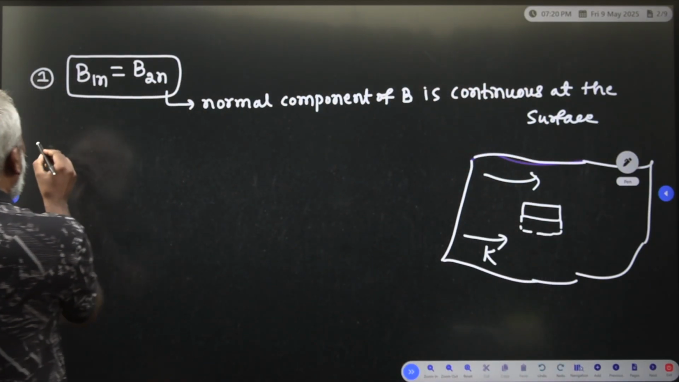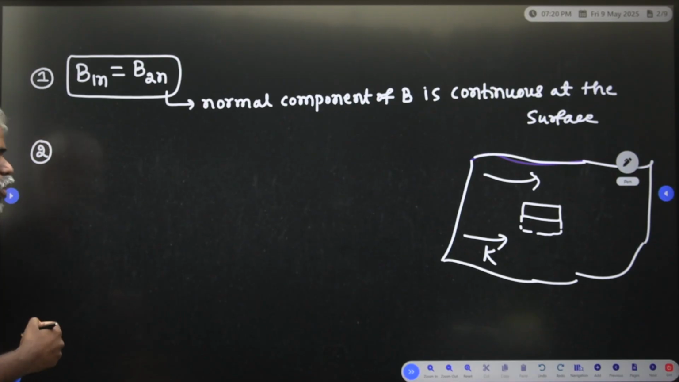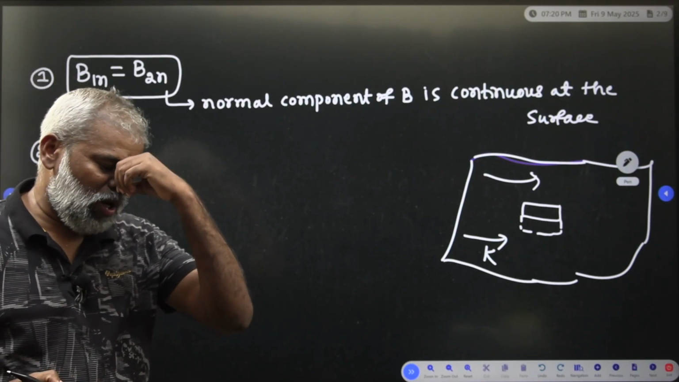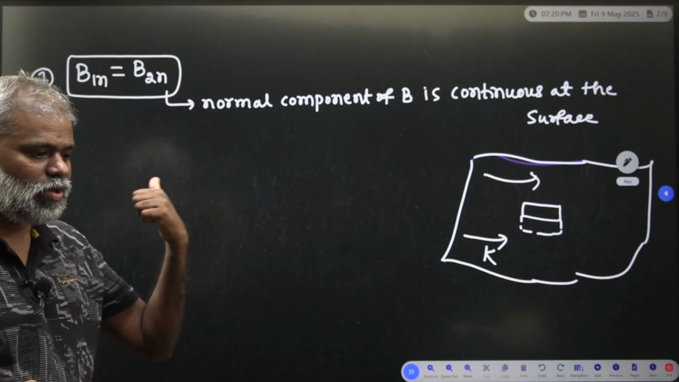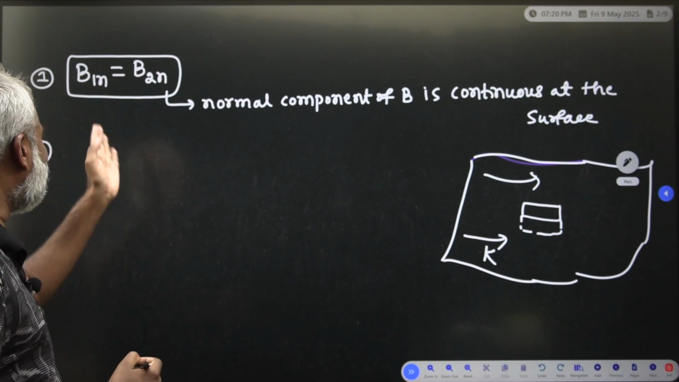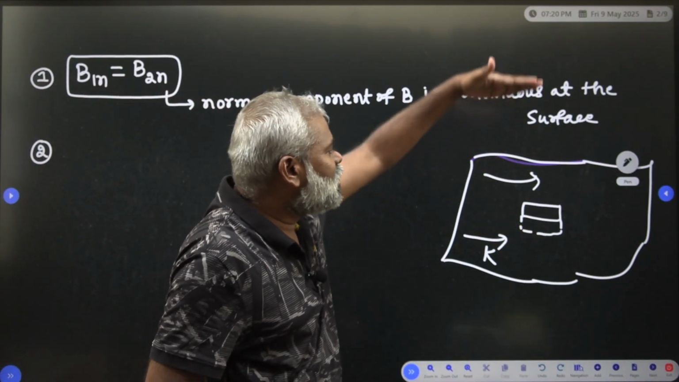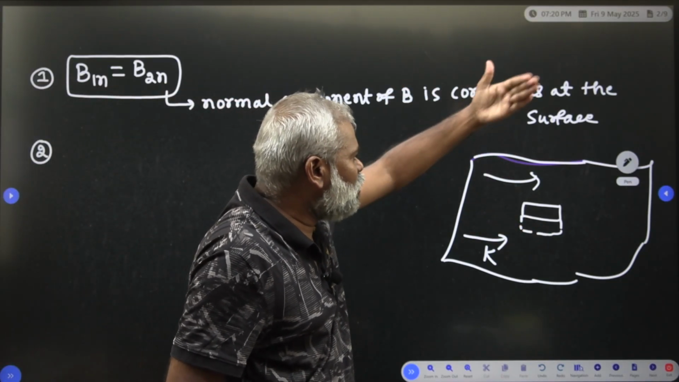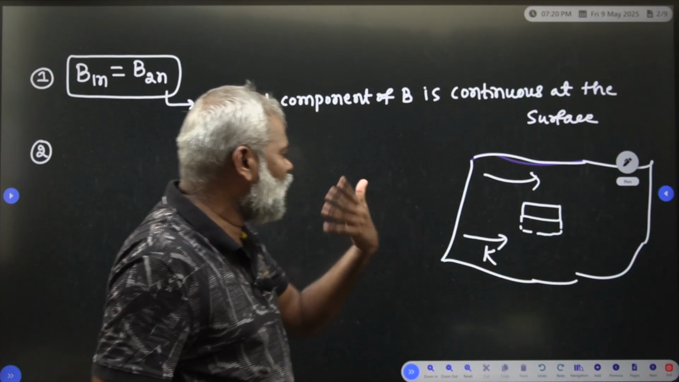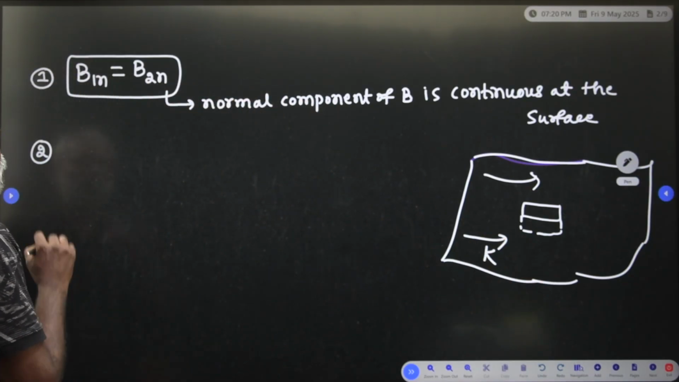How do we get this? You already know that del dot B is equal to 0. Based on that, we derive this: integral B dot ds is equal to 0. From that, we take the normal component above the surface to be equal to the normal component below the surface.